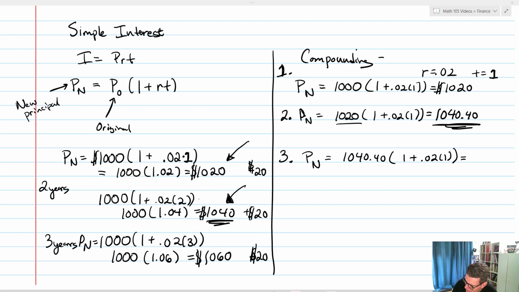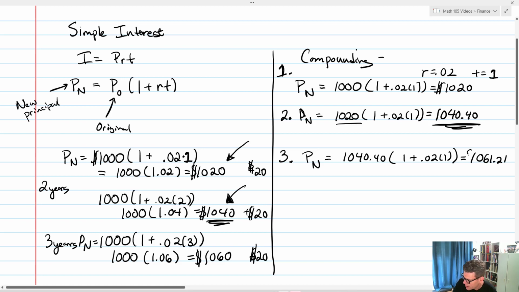And what I get now is $1,061.21 essentially. Now it doesn't seem like a lot of money. It seems like $1.21. That's the difference. There's your simple interest, and there is my compounding interest experiment, although we'll get into that a little bit more.